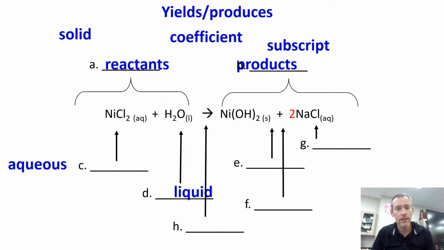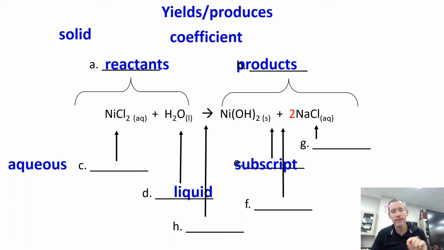L is for liquid. Obviously, water is a liquid. The difference between aqueous and liquid is that an aqueous is a solution with something. Salt water is a solution, whereas liquid water is pure, nothing combined with it. The 2 after nickel hydroxide is the subscript. We talked about that with chemical formulas. S is solid, so for F, it should be pointing to the S. Sorry about that, kind of messed up.